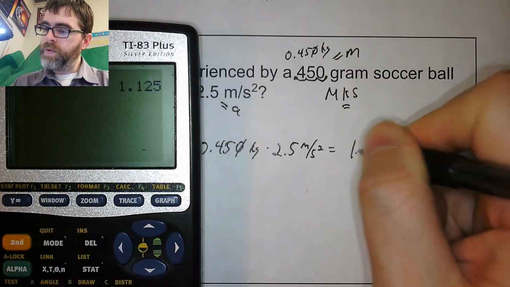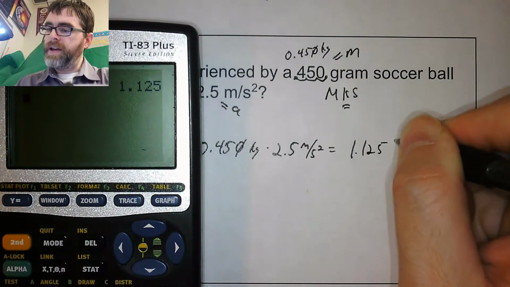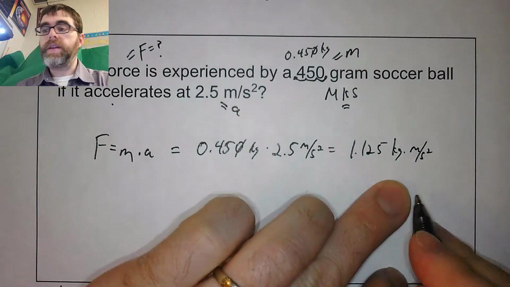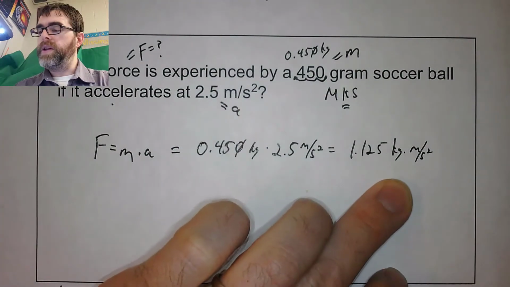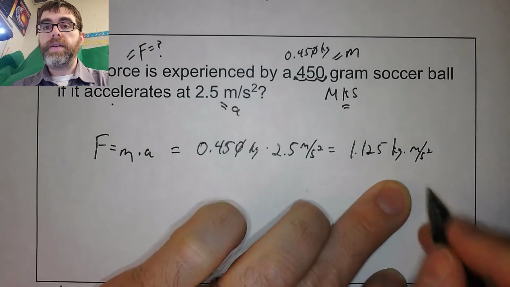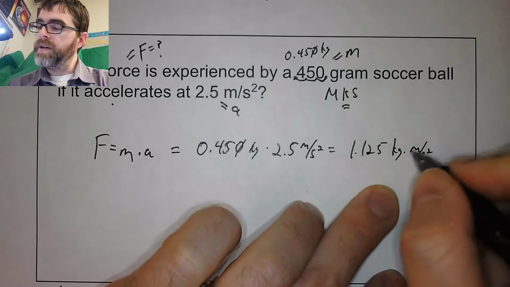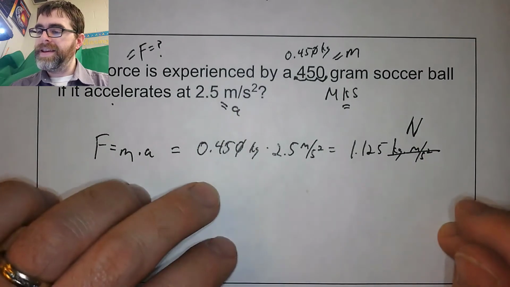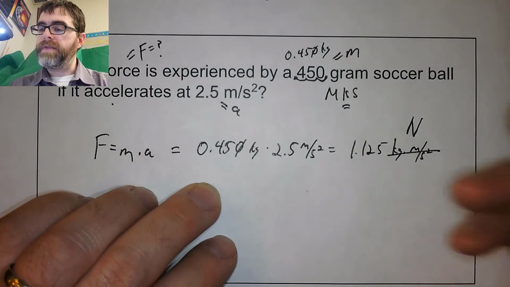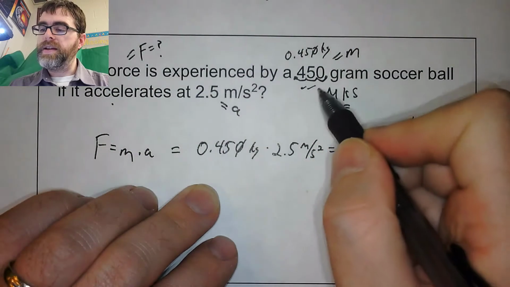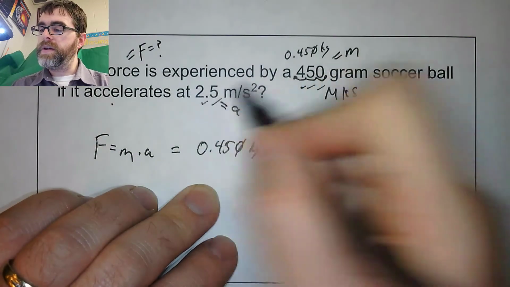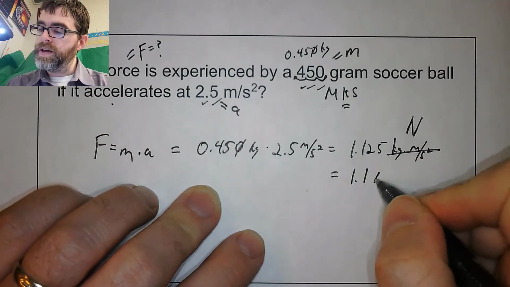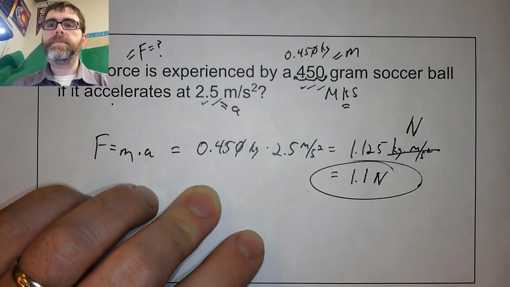And I get 1.125, and that would be kilogram meters per second squared, perfectly acceptable unit. However, we generally will combine those into a Newton, and plural, of course, newtons. And then we need to check sig figs here. So we have 3 in the original value given there and 2 here. So we're going to have 2 in our final answer. So that's going to come out to be 1.1 newtons for our final answer here.